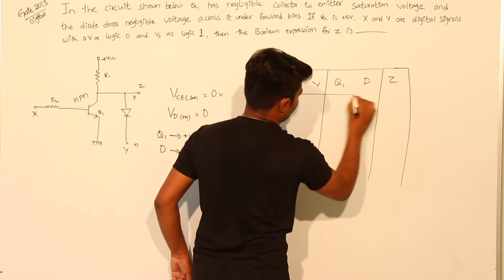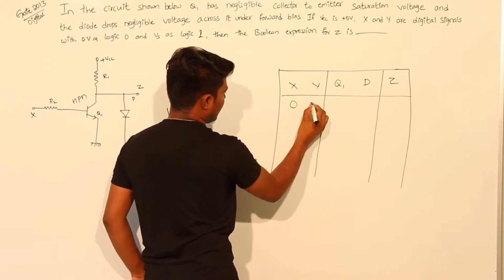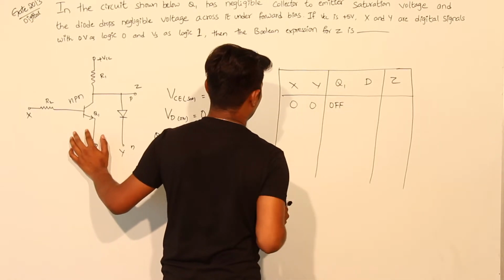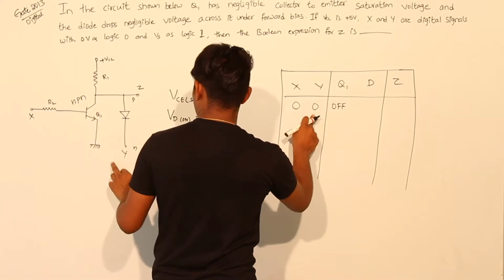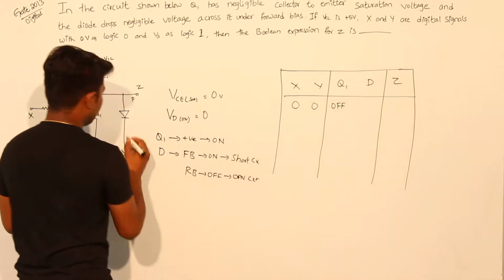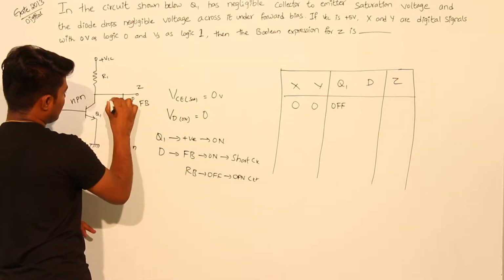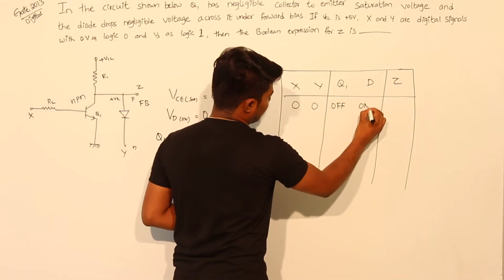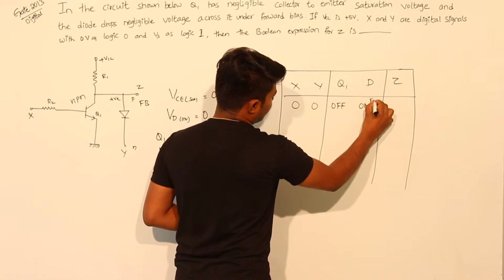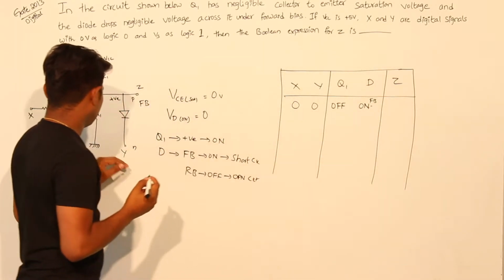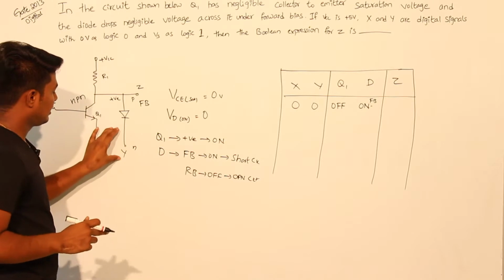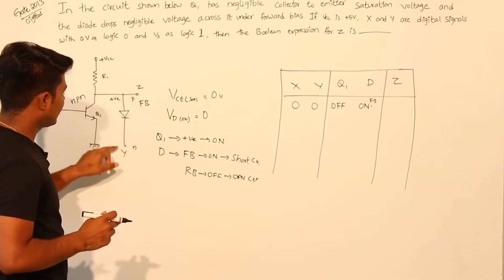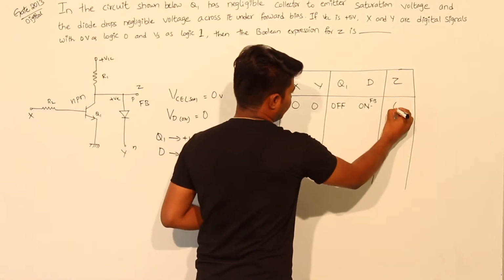Now if X is 0, Y is 0. If X is 0, then transistor Q1 will be in off state. Now if Y is 0, this diode will be in forward bias because the more positive voltage is across the P side. So the diode is in forward bias, on state, and the transistor is off. Here it is forward bias, so it will act as a short circuit. So Z will take the value of Y, that is 0.